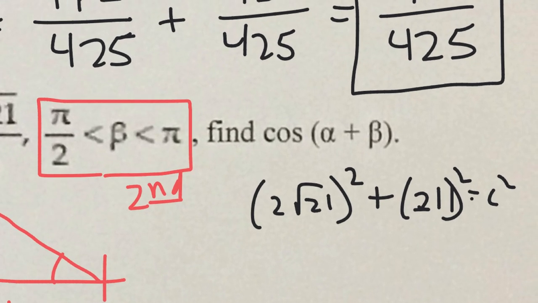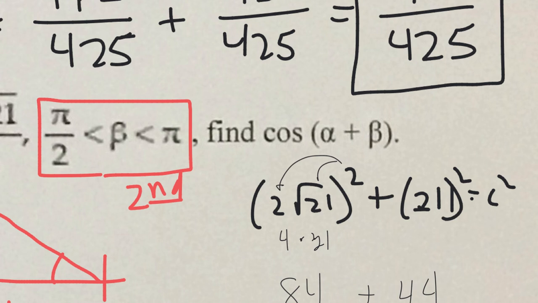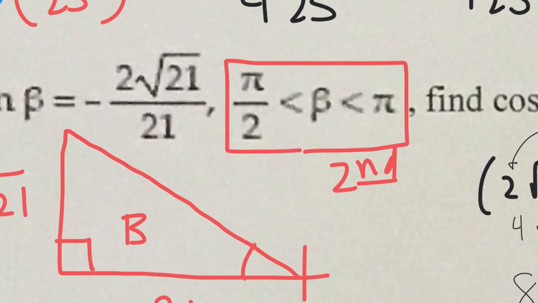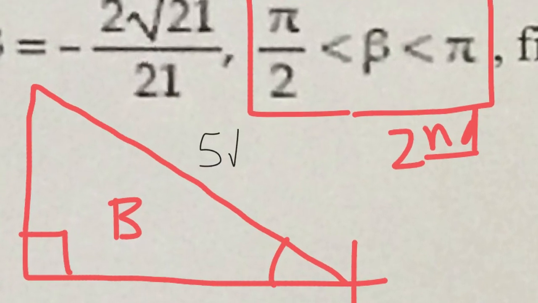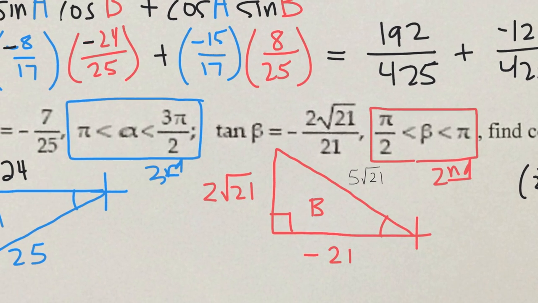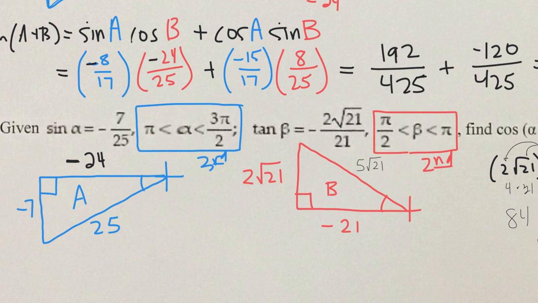Okay, so I need to distribute into both of these. So 4 times 21 is 84 plus 21 squared is 441. So adding these together is 525. Ooh, square rooting that. Oh my goodness, that's not perfect. But it is 25 times 21. So the hypotenuse is going to be 5 roots of 21. Okay, 5 root 21. Wonderful. Probably not, but let's see what happens.